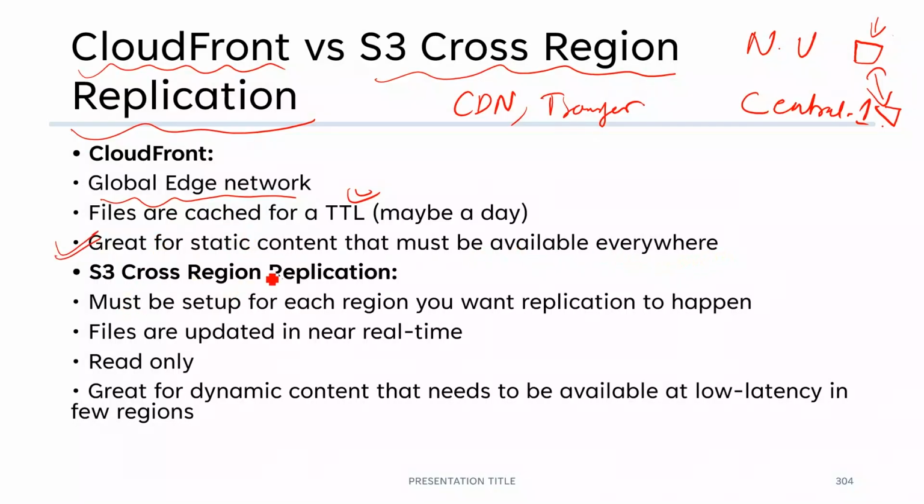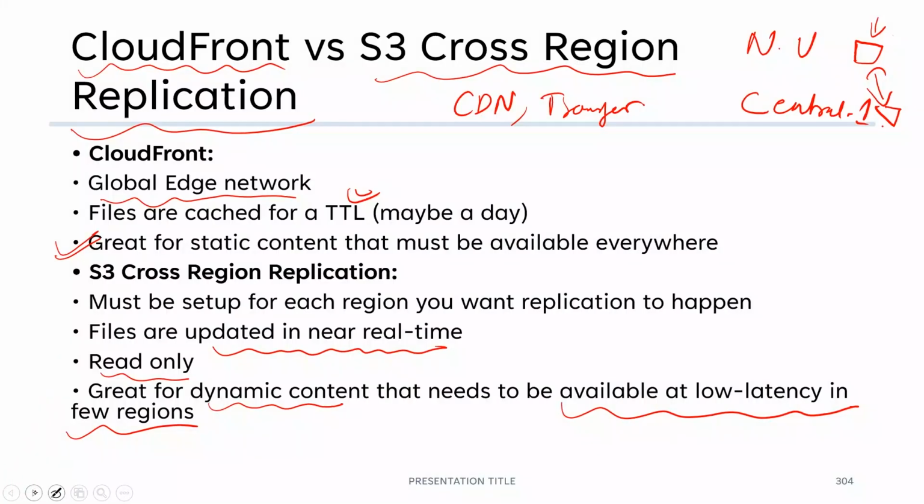Now what is cross-region replication? As I've already told you, it must be set up for each region, like we just saw in the example that I showed you, right? Files are updated in near real time, and it is read-only. It is great for dynamic content that needs to be available at low latency in a few regions. But when it comes to a great number of regions, then you are paying a lot more just to make that data available to the people, right? That's why you should be careful about which direction you are going in. That's the power of a cloud architect. Okay, let us move forward.